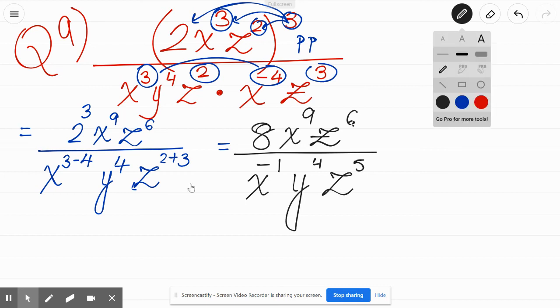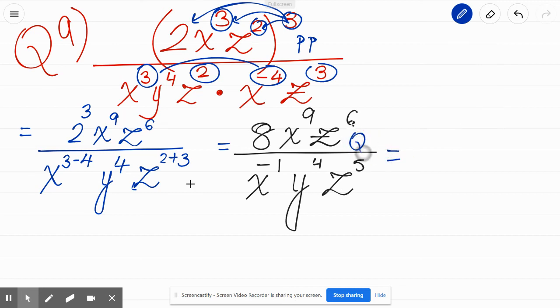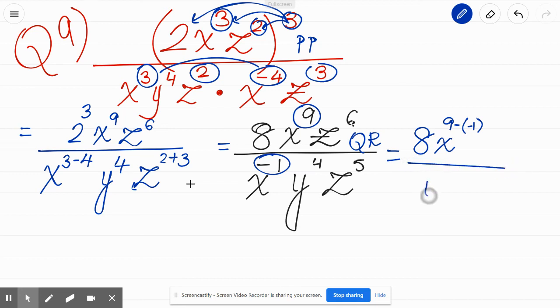All right, we are still not done because we can see some like terms here which can be combined using quotient rule. So here now I'm going to use the quotient rule in order to further simplify it, which is 8. 8 doesn't have an amigo, I'll just bring 8 like that. Next is this 9 and this negative 1, I can combine 9 minus negative 1. Remember in quotient rule we subtract the powers. Y doesn't have a friend, so I'll keep him right here. And then Z does have a friend, so we'll have to combine the powers or subtract them, which looks like this.